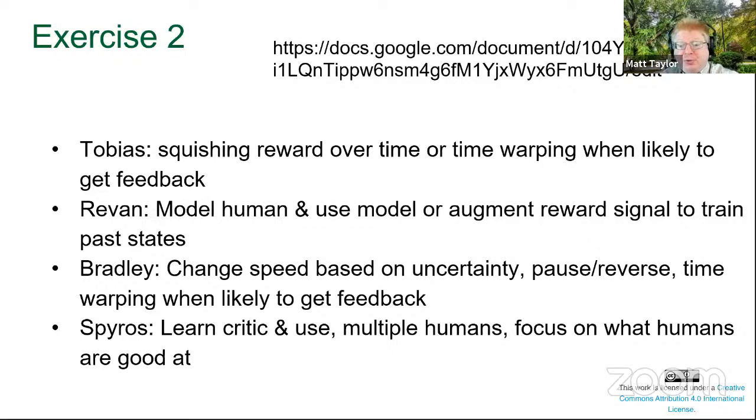Bradley mentioned a similar time warping idea, but he also mentioned changing the speed on uncertainty. One idea he had was to let the person go forward and backward in time, which is easier or harder to do in some tasks. If you have an agent that's playing a game, maybe you can pause the game pretty easily, or slow it down or speed it up, or maybe you can even go backwards. But if it's a robot, that's probably a lot harder to do.